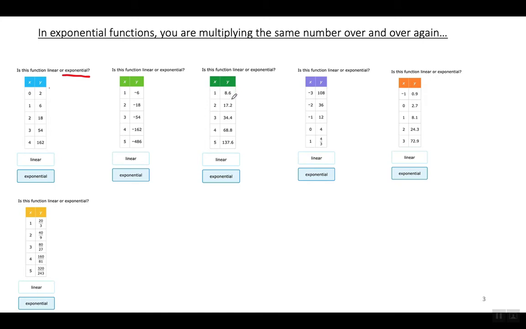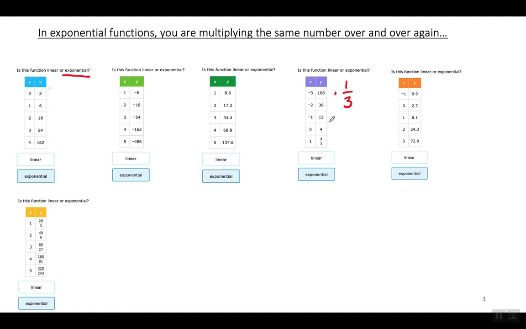In this example, they're all being multiplied by 2. In this example, notice the numbers are going down. All the numbers are being divided by 3 over and over again, which means they're being multiplied by 1 over 3 over and over again.